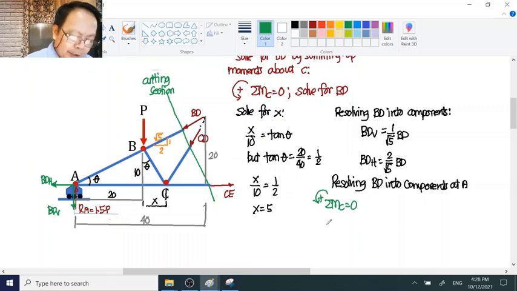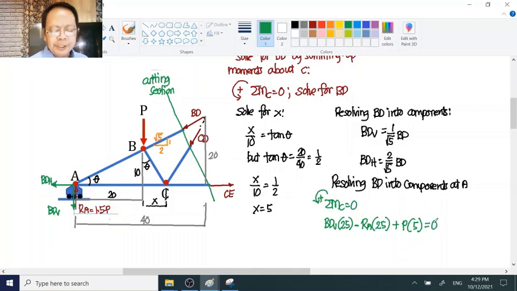We have here BDV. The vertical component will have a moment arm of 25 and it will be producing a counterclockwise moment. Therefore, that would be positive. Similarly, I would have here RAH, and RAH is directed upward, producing clockwise moment about C, so that would be negative. So I will have here RA multiplied by 25 also. Then this P will be producing counterclockwise moment, therefore that is positive, plus P multiplied by 5, and this when added shall be equal to 0.